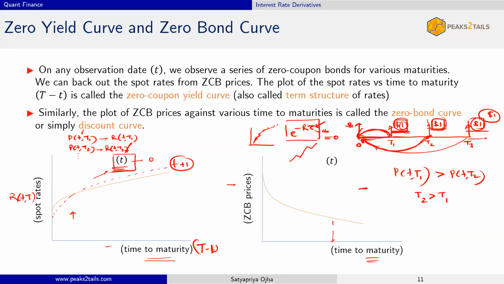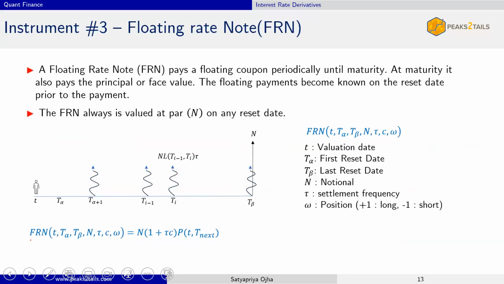All right. So let's move on. We talked about fixed coupon bonds. Now let's talk about floating rate notes. Quick audio check. Can you guys hear me?